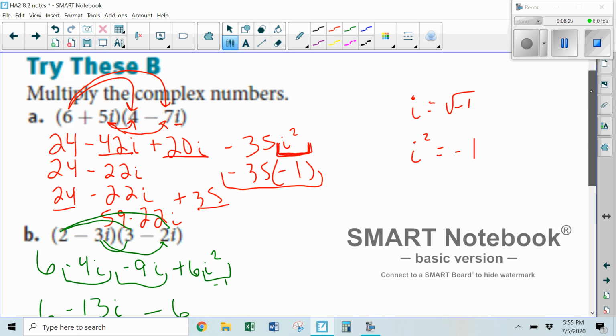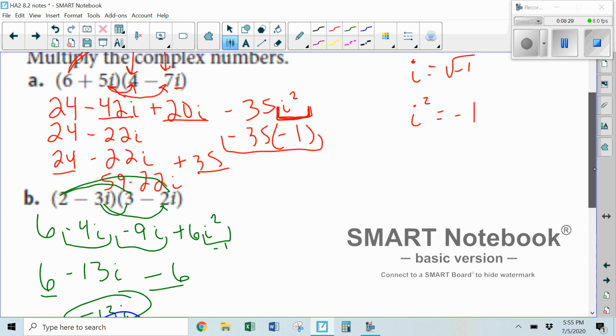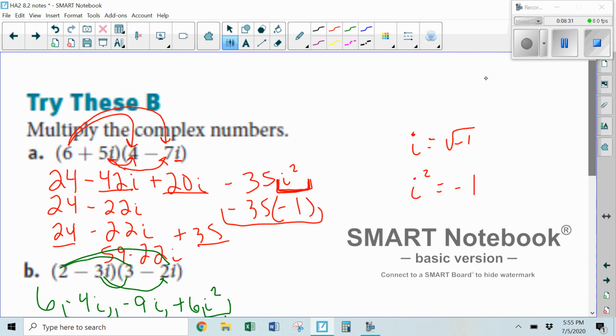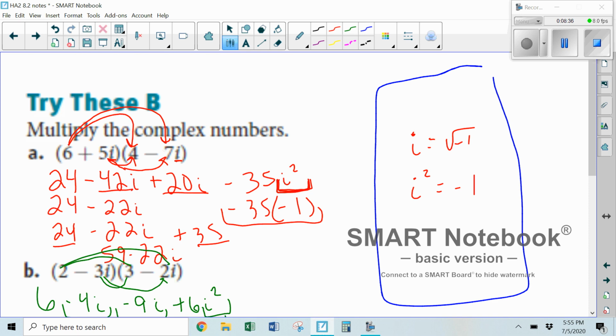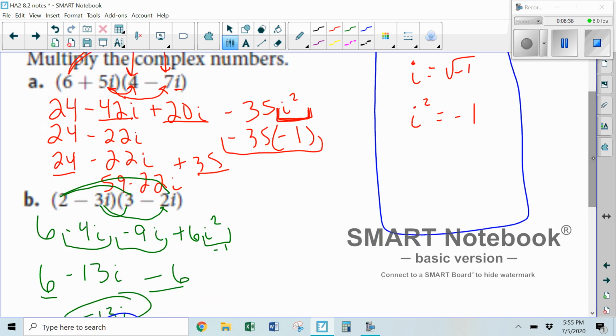I do want to go back up to this note that you have somewhere off to the side. This here, we're going to add 2 things to it. So we know i is the square root of negative 1. We just learned that i squared is negative 1. But what about i cubed? Well, let's think about this off to the side.